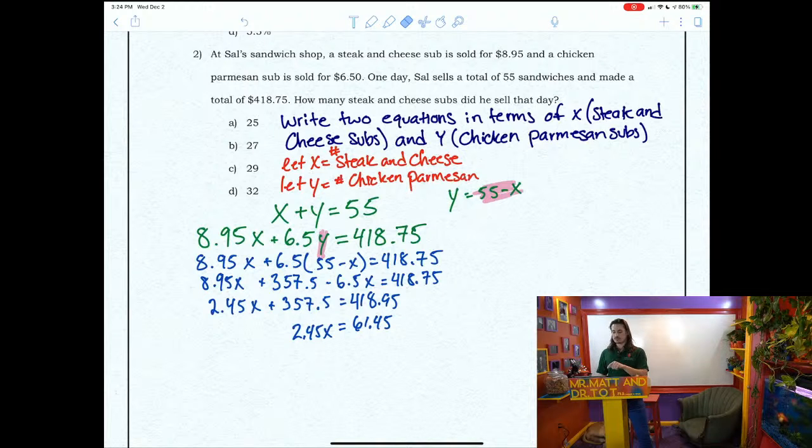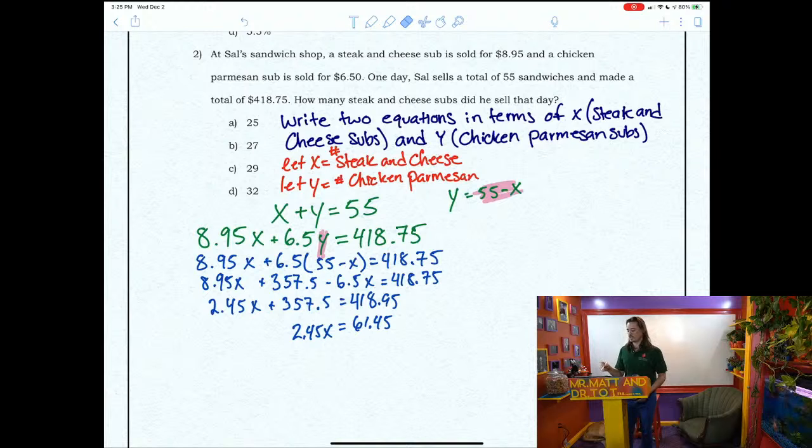Notice that they're asking for the number of steak and cheese subs at the end of the question. That's what you're trying to answer. Chicken Parmesan is irrelevant, right? They're only asking about the number of steak and cheeses. So steak and cheese is represented as X. I want to initially isolate for the other variable Y, because I need to get rid of Y that represents chicken Parmesan subs in order to end up with steak and cheese. Now, you will still get the correct answer if you do it the other way around, but you're just adding an additional step.